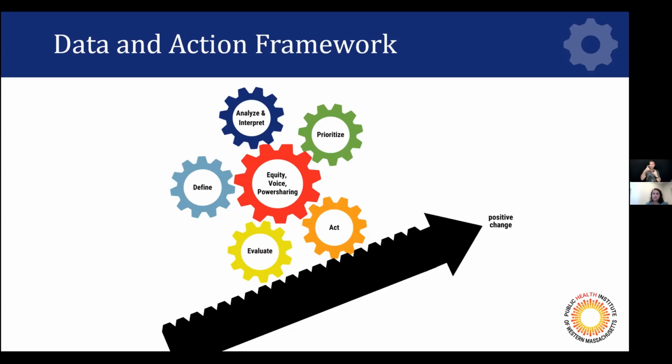We tend to start with defining what we want to do, using data to analyze and interpret the findings, prioritize based on those findings, then act, and evaluate. But again, it's a circular process. It's not always clearly that way. But the goal is to move in a positive direction towards health equity for people in Massachusetts.